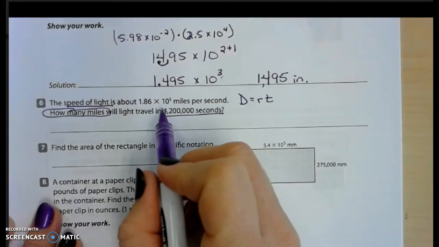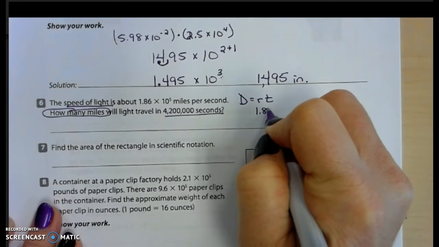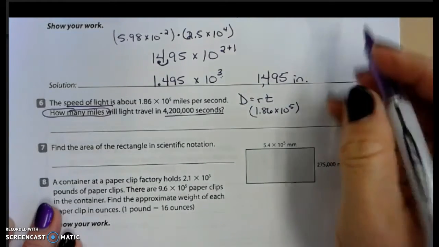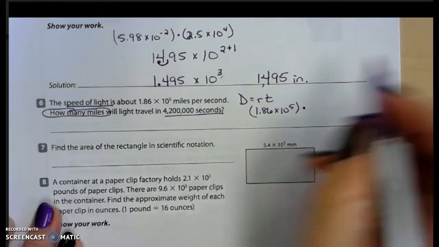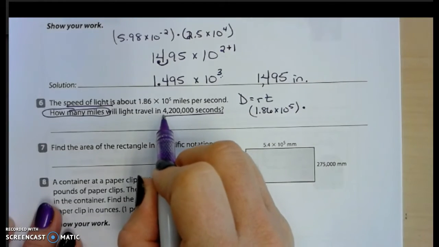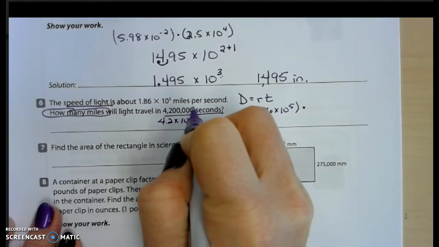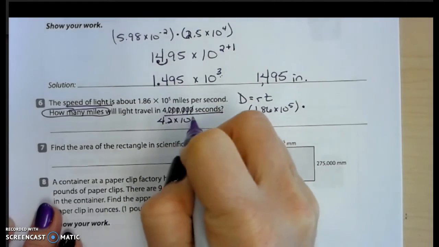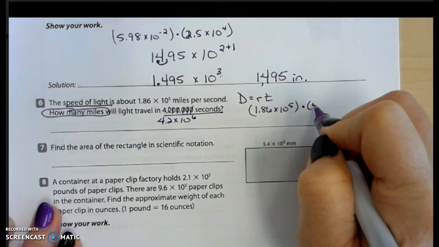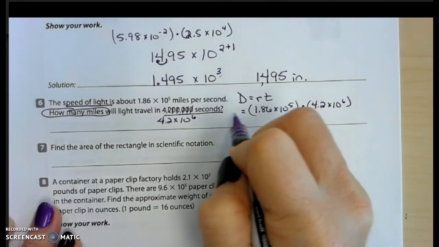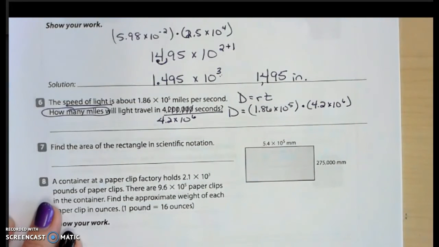The speed of light has a rate of 1.86 times 10 to the 5th, and it is going to travel for 4,200,000 seconds, which would be 4.2 times 10 to the 6th. And when we multiply those together, we will know the distance of how far the light has traveled.